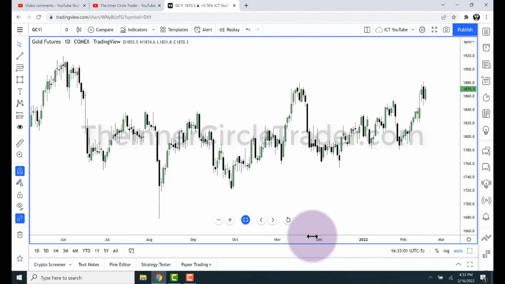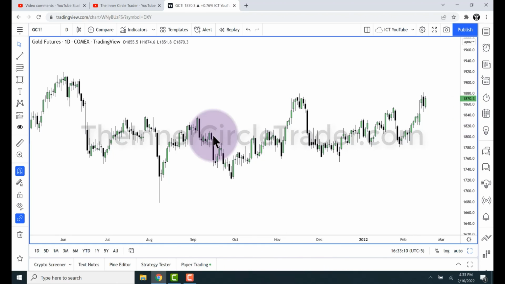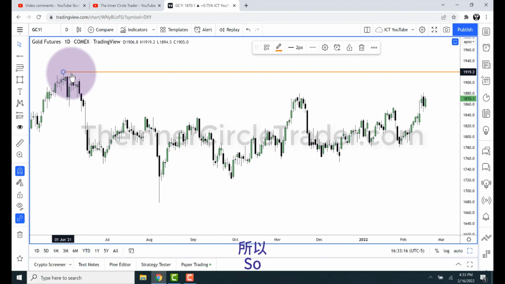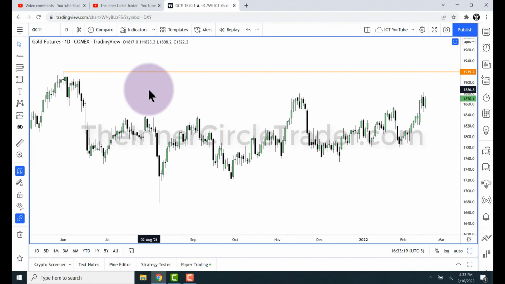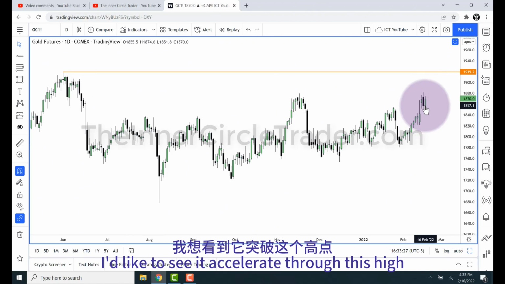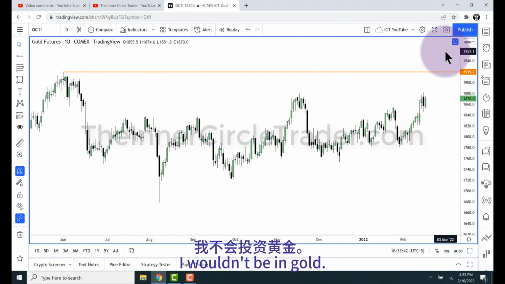So, long story short, where's it going? I see 1920. I'm not going to go out on a limb and say much more than that for right now. So basically old highs rather. There you go, so that's reasonable. We do have a volume imbalance in here, so I don't like the idea of it being where we are right now. I'd like to see it accelerate through this high and then maybe come back down, revisit this, and find more support to go higher. That would be something I'd like to see. But other than that, I wouldn't be in gold. I wouldn't touch it.